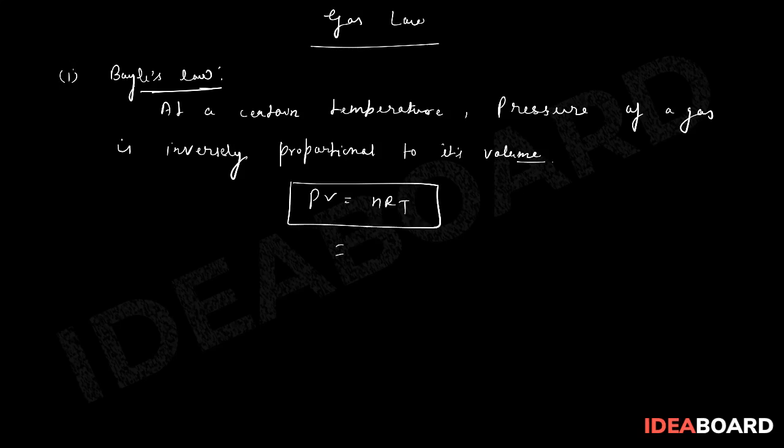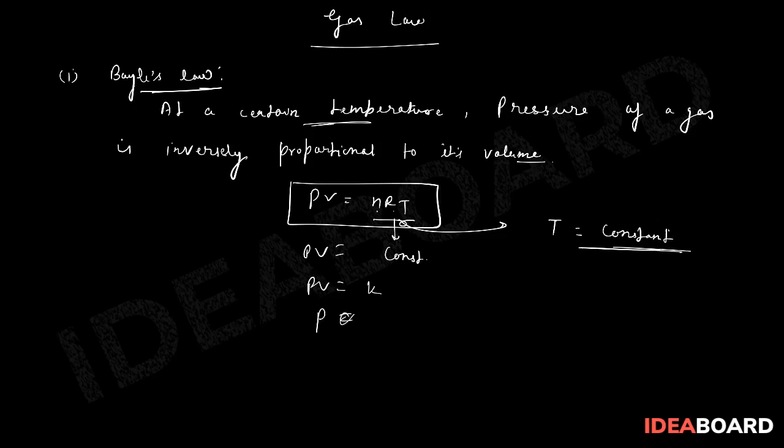So suppose at a certain temperature, that means they are saying that temperature is constant. Now understand, if temperature is constant and R both are constant, so the overall this term is going to be constant. That means PV is equal to constant, let's say K. Then we can write PV is proportional to 1. That means P is inversely proportional to the volume. This is the Boyle's law.